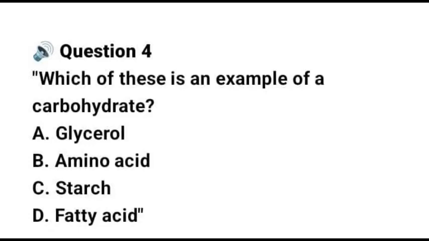Starch is a complex carbohydrate used for energy storage in plants. The glycerol and fatty acid make up fat, while the amino acid builds protein. So amino acid for protein, fatty acid and glycerol for what? Fat, while starch for carbohydrates. Now the correct option here is what? Starch. Starch is an example of a carbohydrate.